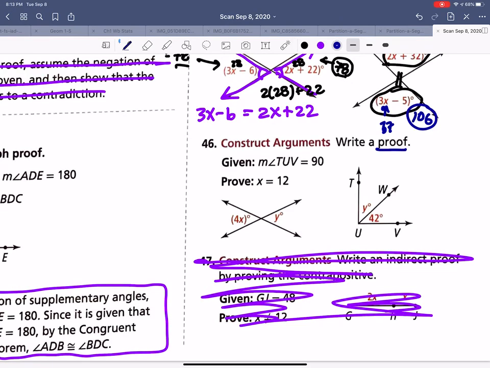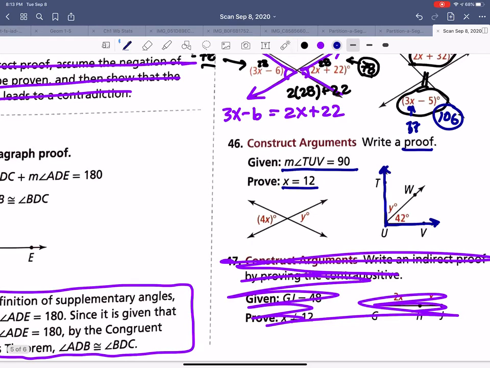It says write a proof. Now we wouldn't have to write a proof on a test, but let's just take a look here. It says given this angle is 90, prove that x is 12. So let's just walk through our steps over here. Maybe I won't go through the whole proof, but I do know that these two angles add up to 90 because of what they told me. So y plus 42 has to equal 90 because of this given statement, right? And so I can subtract 42 and I get 48. Okay, so this is 48.